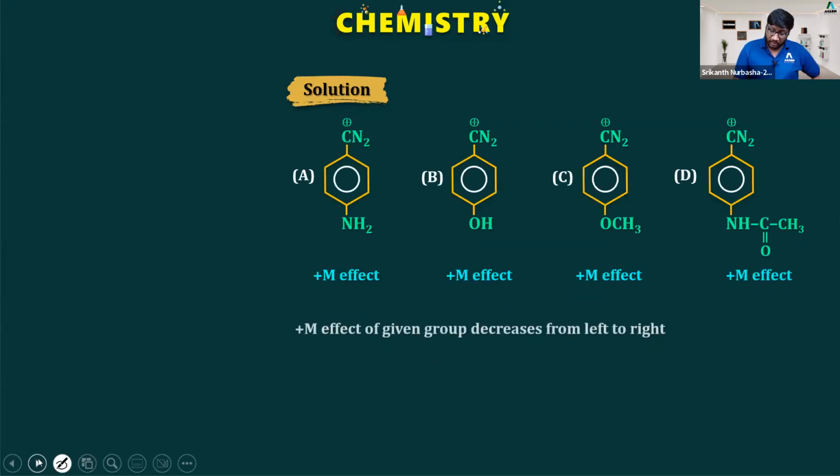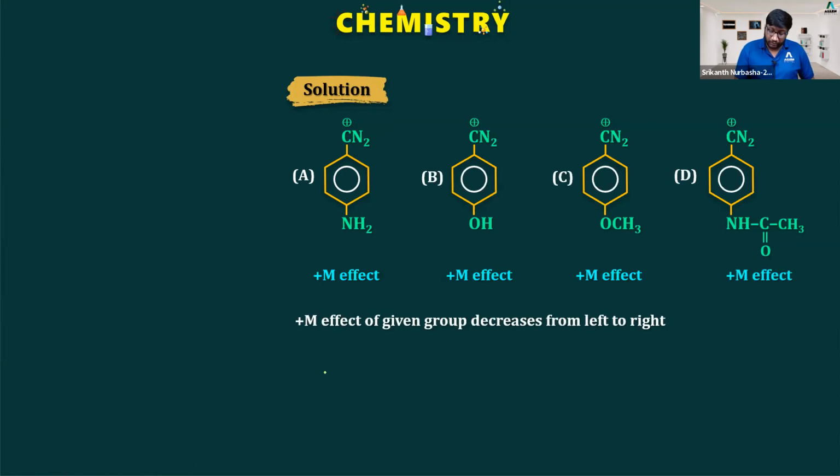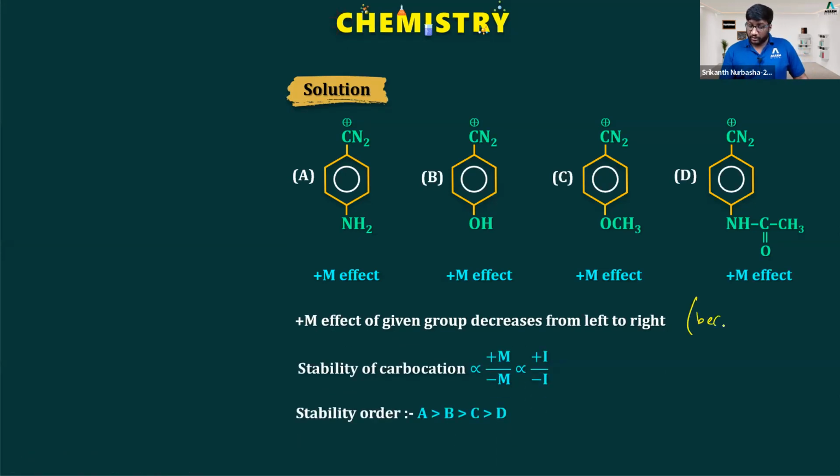All of them have plus M effect. The plus M effect of the given group decreases from left to right because of the difference in electronegativity.